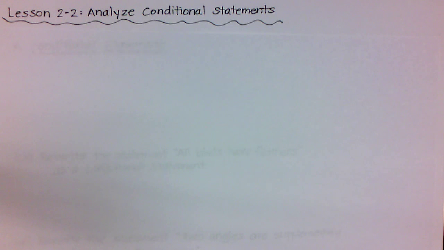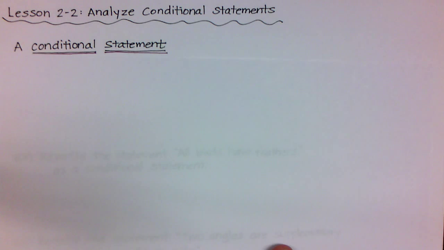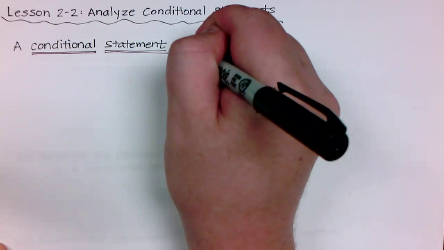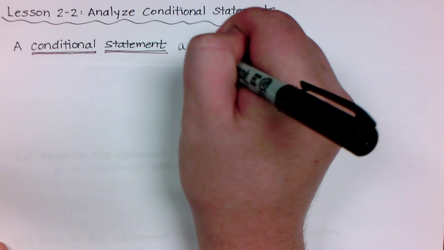Good morning, class. Today we're going to be learning lesson 2-2 in our textbooks, and it's all about learning how to analyze conditional statements. So we haven't talked about what a conditional statement is yet, and what I want you to think of is a statement that has some sort of condition to it. All right, we're going to write this down, that it's a logical statement with two parts.